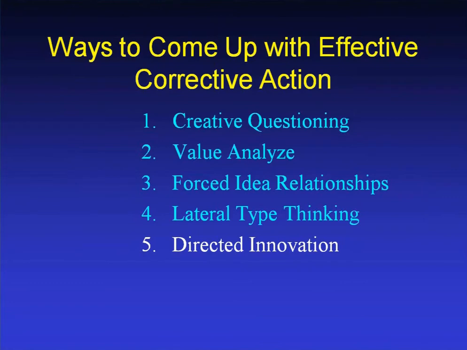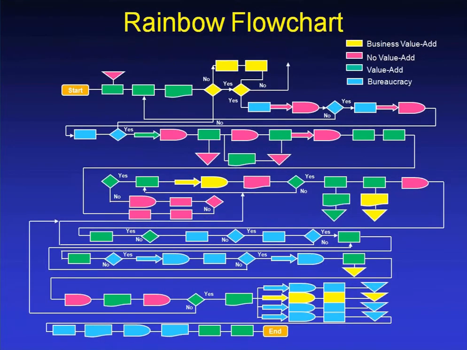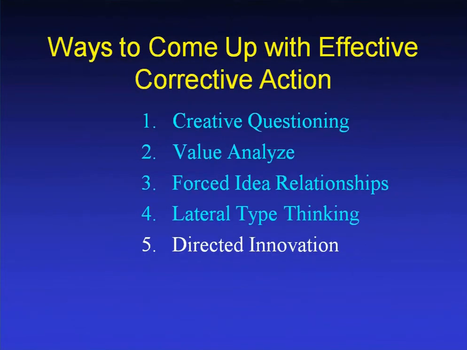Certainly, there are a number of ways to come up through corrective action. There's creative questioning. There's value analysis. There's forced idea realization. There's directed innovation, which is a new technique that we've found very, very effective. For every action, there's an opposite reaction, offsetting every positive with a negative. If you haven't had a chance to look at directed innovation, it's a very effective tool. We really don't have time to go into it right now. What we do is we complete our rainbow chart.